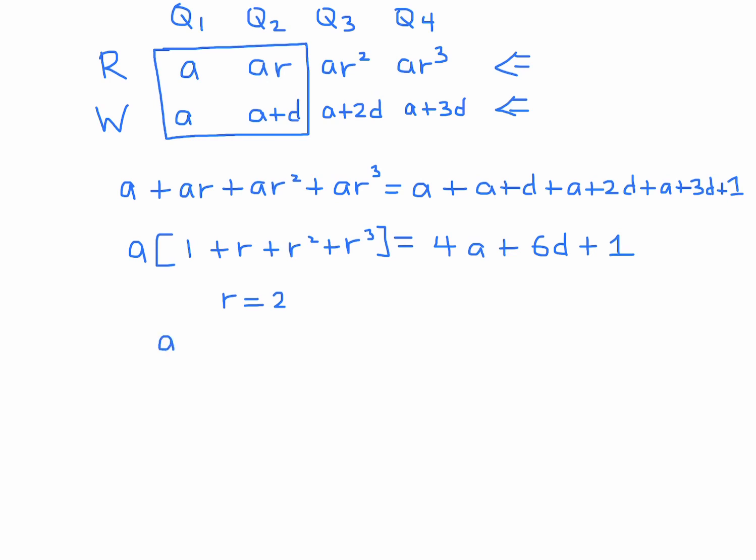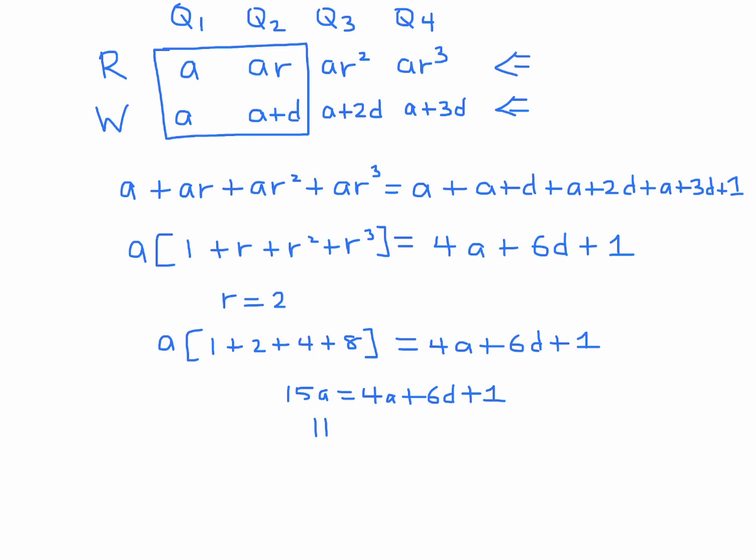If r is equal to 2, I get 1 plus 2 plus 4 plus 8. Not much has changed on this side. This is just 4A plus 6D plus 1. This side is now 15. So 15A is equal to 4A plus 6D plus 1, and I can bring the 4A over to give me 11A is 6D plus 1. Now, can I get integer solutions for this? Because that's what I need. These are points, so they obviously have to be integers.